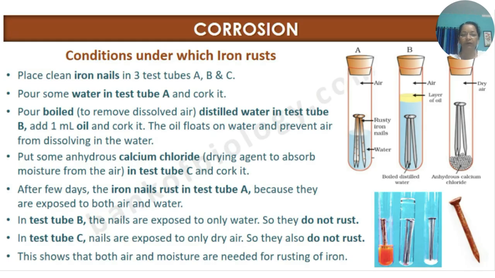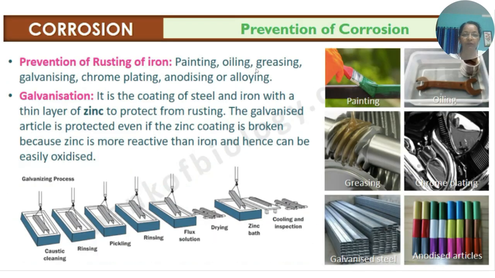Based on that, we have developed many methods to avoid corrosion, to prevent corrosion. Number one is painting, oiling, greasing, galvanizing, chrome plating, anodizing, or alloying. These are the main methods used to prevent rusting of iron.